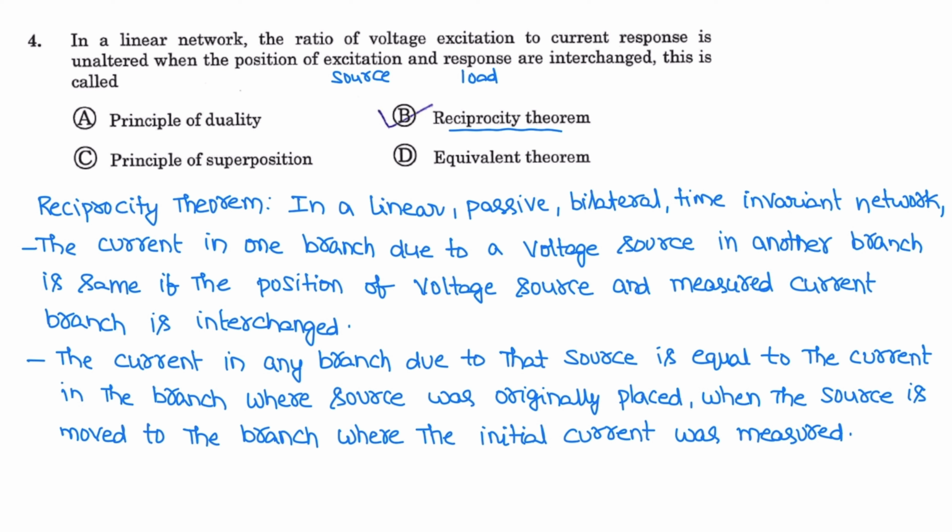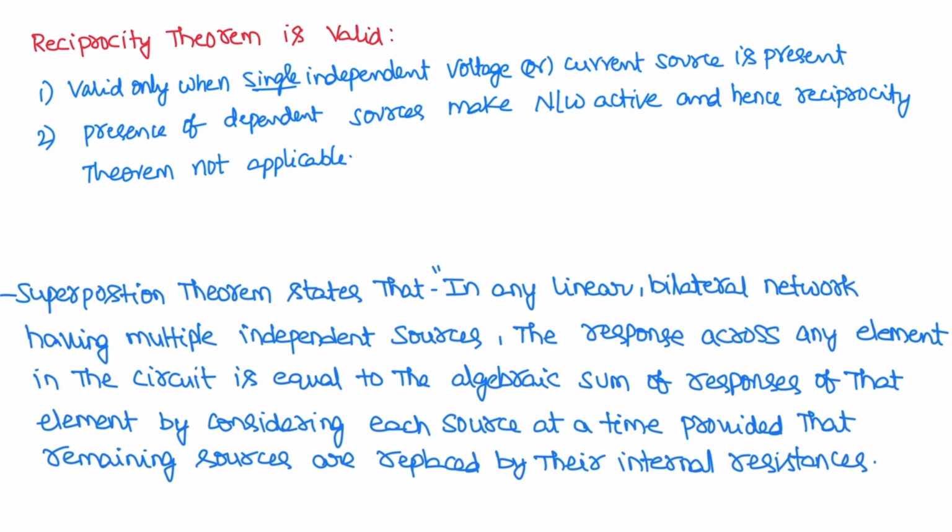In a linear, passive, bilateral, time invariant network, the current in any branch due to the source is equal to the current in that branch where the source was originally placed, when the source is moved to the branch where the initial current is measured. These are the conditions for the reciprocity theorem, and it is applicable only when there is a single independent voltage source or a single independent current source in the network.